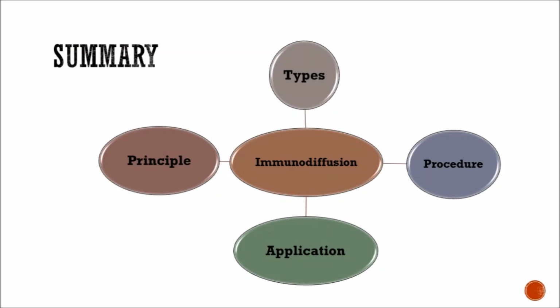To summarize, we learned about what immunodiffusion is, what the principle of precipitation is, and what the different modifications of the method are, out of which single radial immunodiffusion and Ouchterlony double diffusion were learned in detail. We looked into the detailed procedure of radial immunodiffusion, and also saw the applications of the technique.